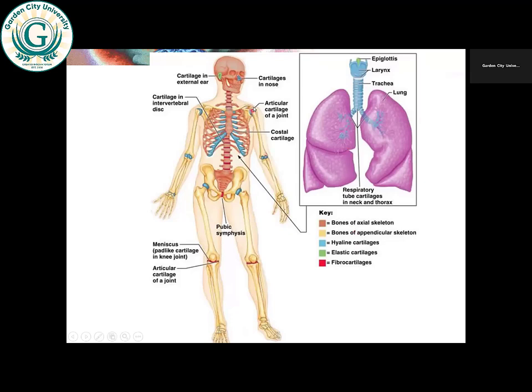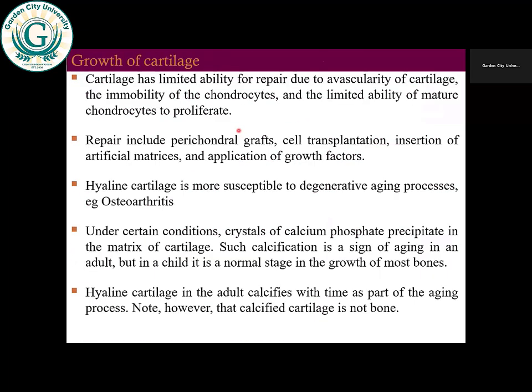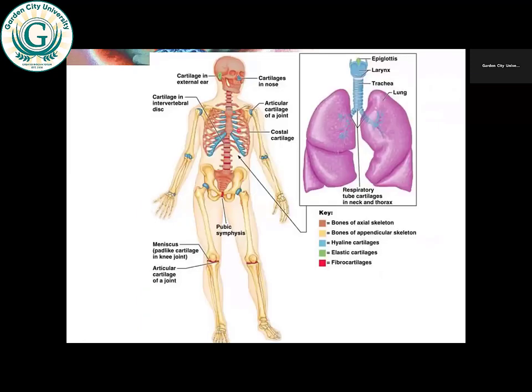The articular cartilage between bones, the cartilage that covers bones, is called articular cartilage. Then the costal cartilages that connect the ribs, they are hyaline cartilages. If you look at the nose, it's a hyaline cartilage. Then we have elastic cartilage.